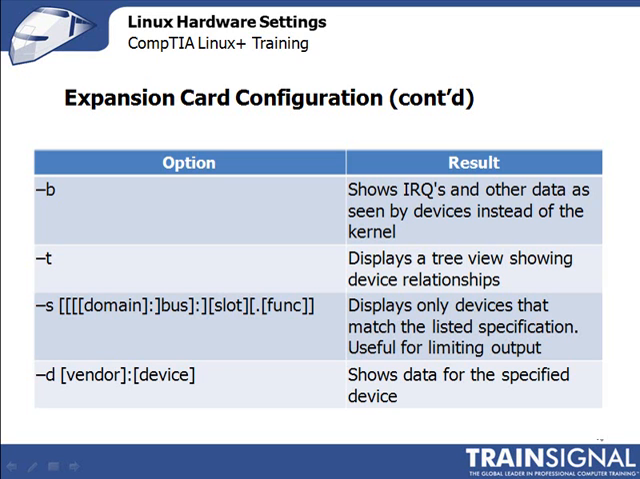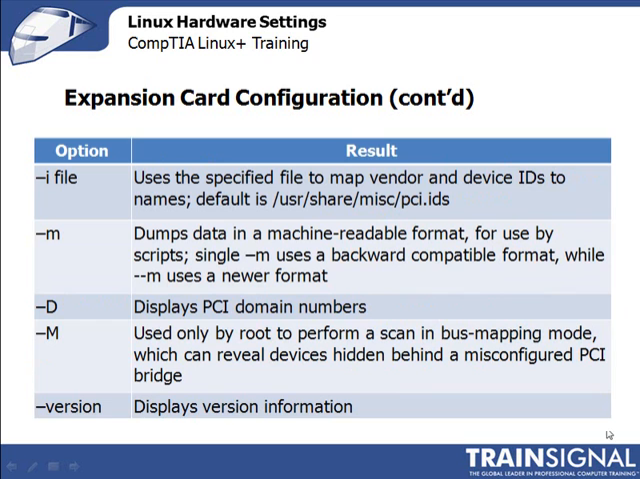-s, you'll notice, has a bit of a different syntax. This will display only devices that match the indicated specifications. -d restricts output to data for the specified device as indicated by the vendor and device name. -i file uses whatever file is specified to map vendor and device IDs to actual names. The default file is /usr/share/misc/pci.ids.